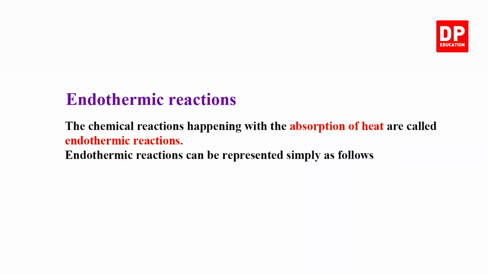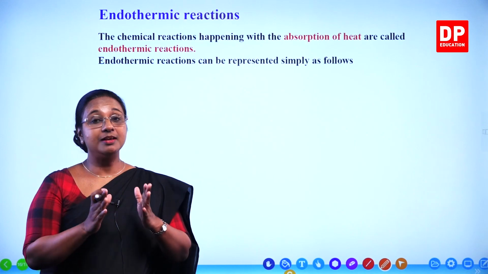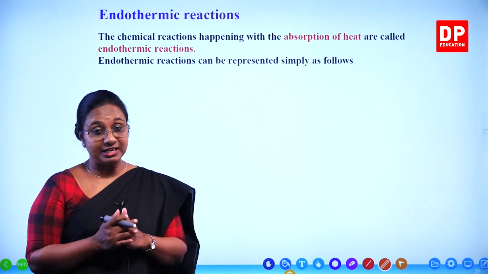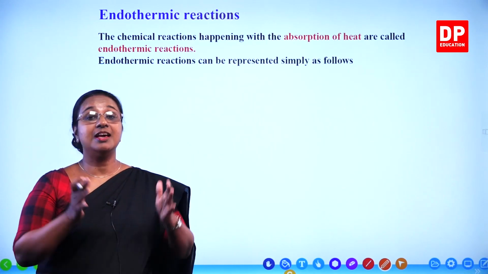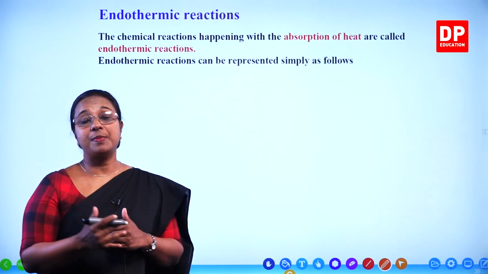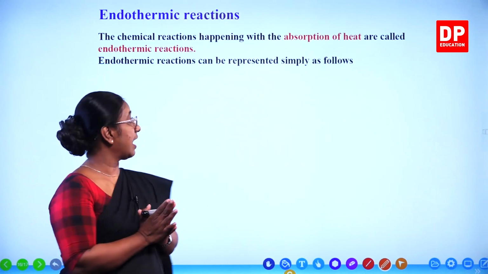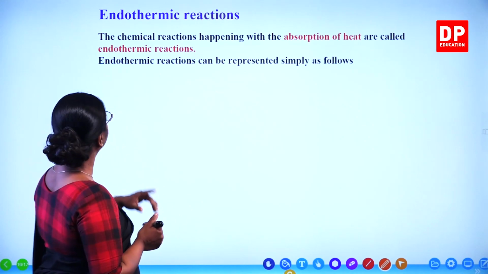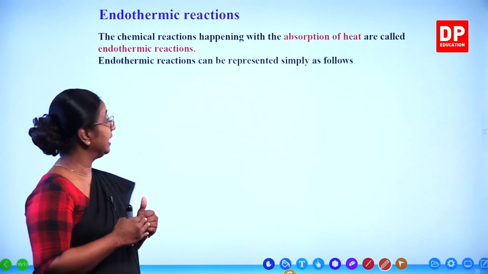With that, I will move on to the endothermic reactions. So, students, you all can remember the activity when sodium bicarbonate reacted with citric acid. What was the observation? You saw that the temperature decreased. The reason is that reactants, that is sodium bicarbonate and citric acid, they absorb heat and form the products. So, that type of reaction is known as endothermic reaction. The chemical reactions happening with the absorption of heat are called endothermic reactions. Endo means in. So, they are absorbing heat.